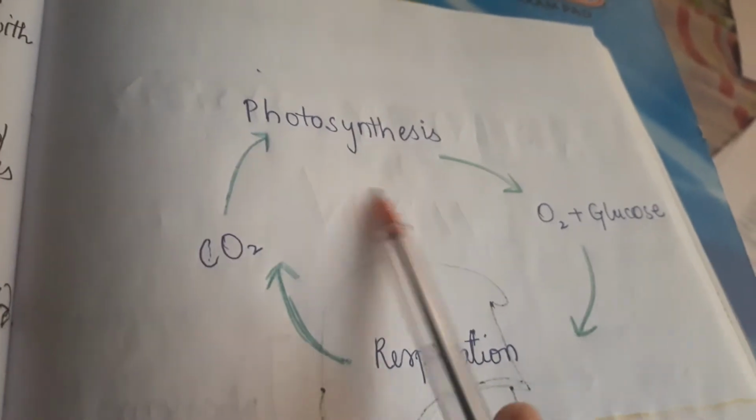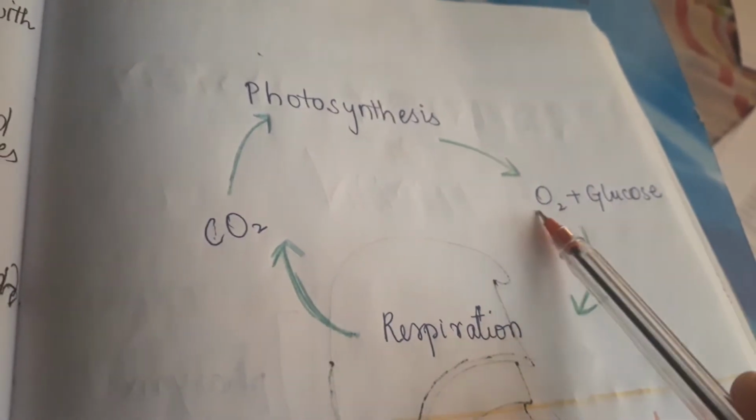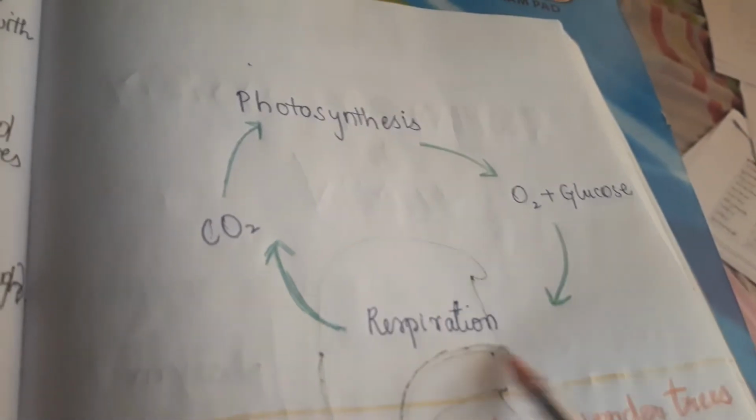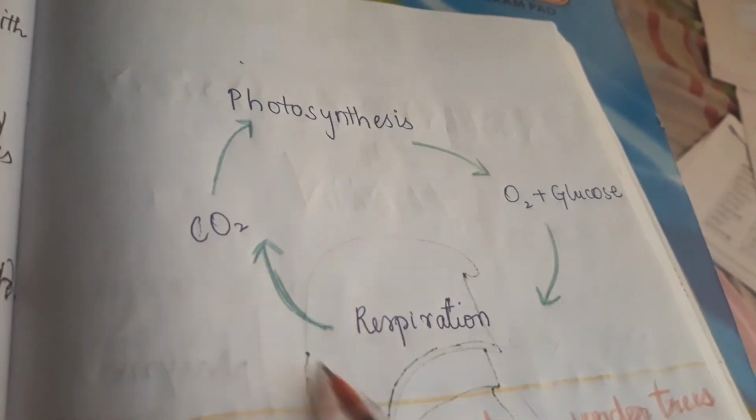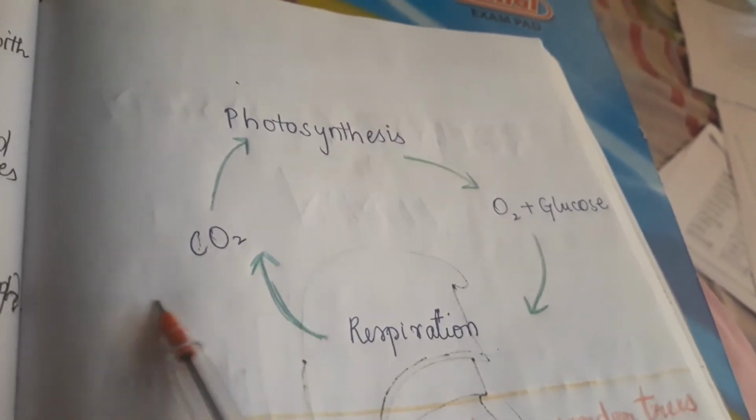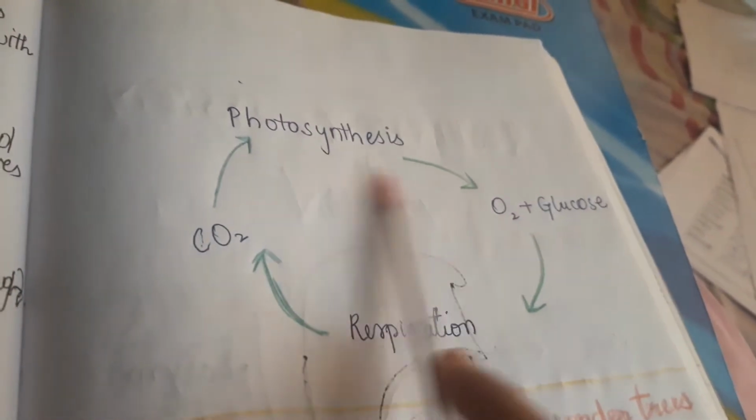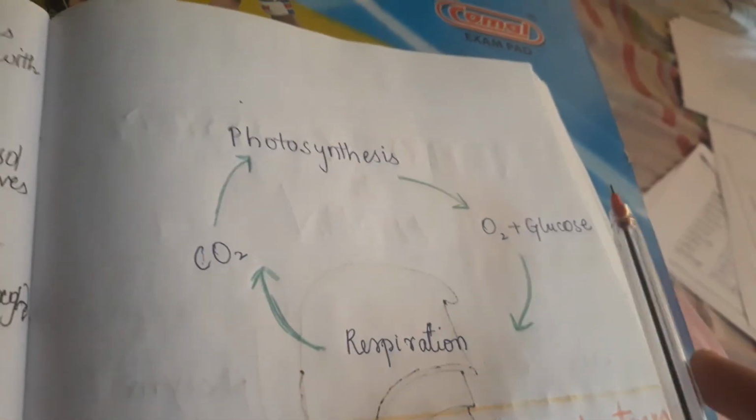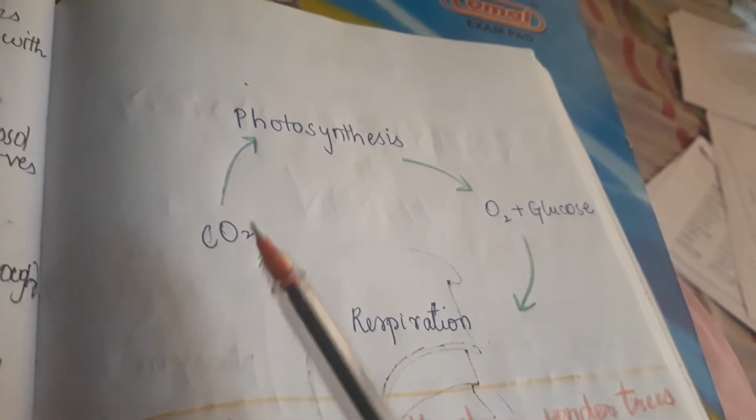See here, when photosynthesis has been performed, oxygen and glucose are produced. Then this oxygen is used in respiration. Okay, clear. It's used in respiration and CO2 is released. As soon as CO2 is released, it is used in photosynthesis. That is why mostly we think that only oxygen is being released. No, CO2 is also being released.